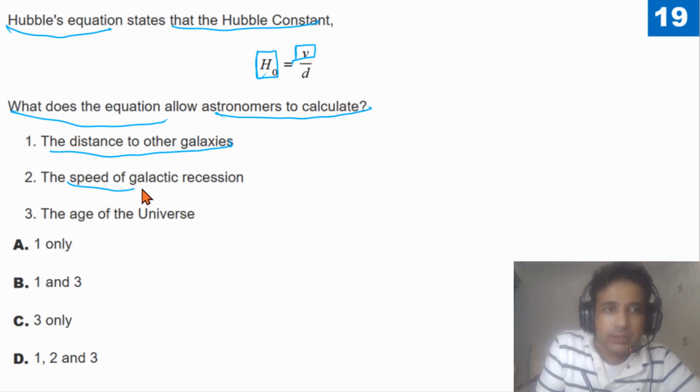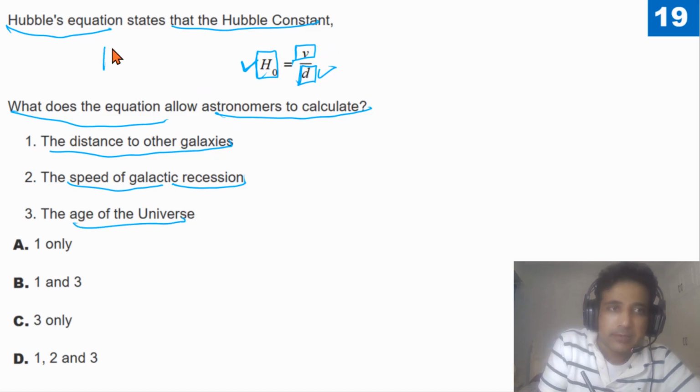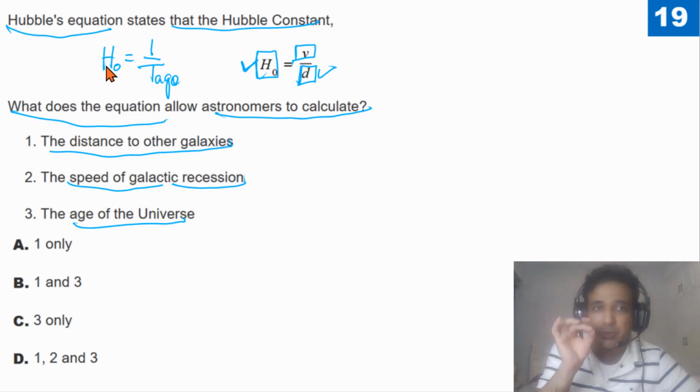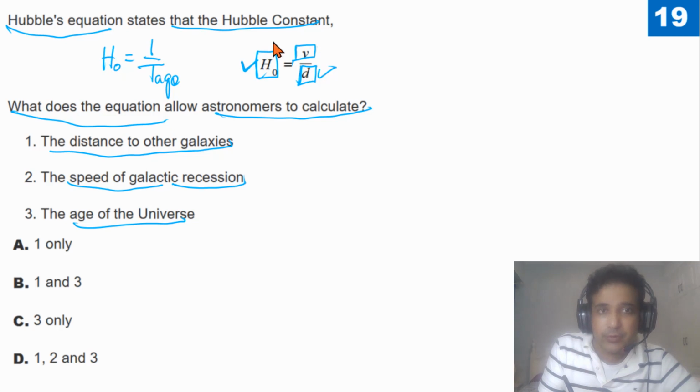They can also calculate the speed of galactic recession. If they have the value of D and an accurate value of Hubble's constant, they can calculate V. Age of the universe, yes, because if we have an accurate value of H naught, we can calculate the age of the universe. So all 3 quantities can be calculated with the help of this equation. So the answer for this question has to be D.